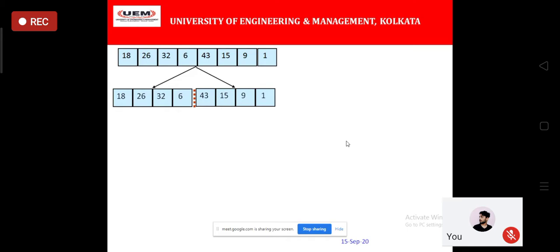Now luckily the number of elements is even, so whenever you are dividing them, you are getting two equal sets. Fine. But it's not true all the time. Sometimes the total number of elements may be odd, then on one side one element is more or one element less, that will occur. Next, again you divide these two. Next, again you divide these two.